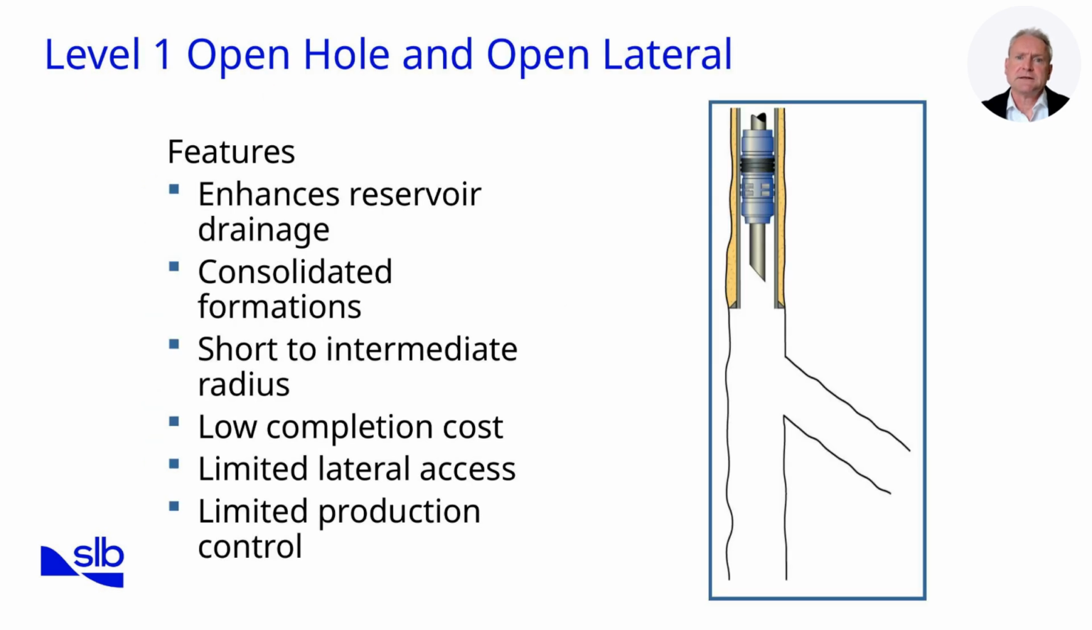Level 1 represents the simplest form of multilateral junction. Here, the lateral is drilled as an open hole, branching from an open main bore, with no casing or mechanical support at the junction. The advantages are low cost and quick implementation. It enhances reservoir drainage by providing access to additional zones, but with minimal completion complexity. It is best suited to consolidated formations where borehole stability can be maintained without casing.